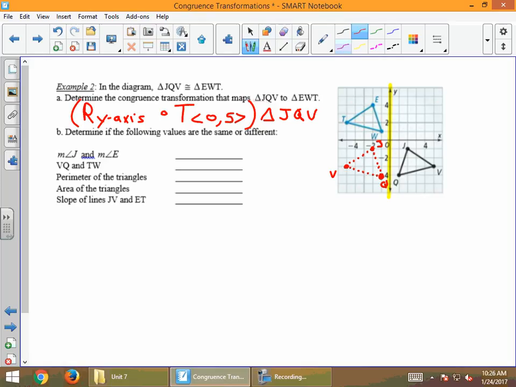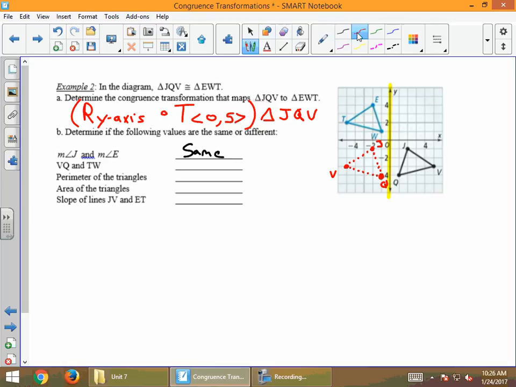So let's ask some questions here about this congruent thing. These congruent transformations. What happens? All right. So when we move these shapes around, does the measure of angle J and the measure of angle E change? If I'm moving it, sliding it, if I flipped it and slid it, do they change? No, they stay the same thing. So these remain the same. So the angles stay the same. They always will.